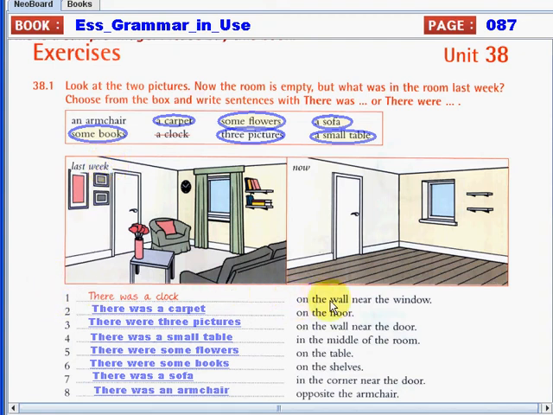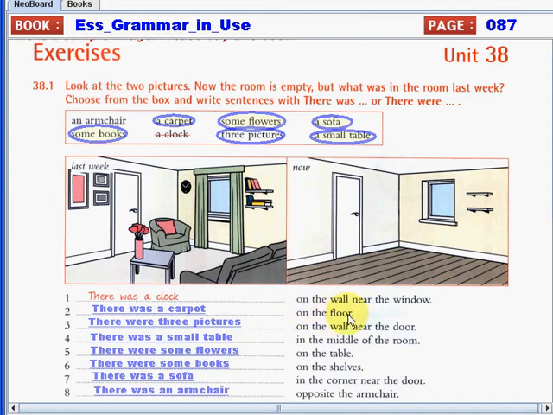Blank on the wall near the window. Okay, so this is the window. What is near it or on the wall? Yes, that is a clock. So here is the word, a clock. So we will write it in past tense and a clock is in singular. So we will write there was a clock on the wall near the window. Okay, let's go now to number 2.